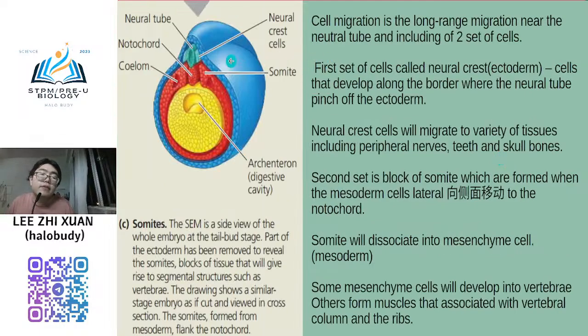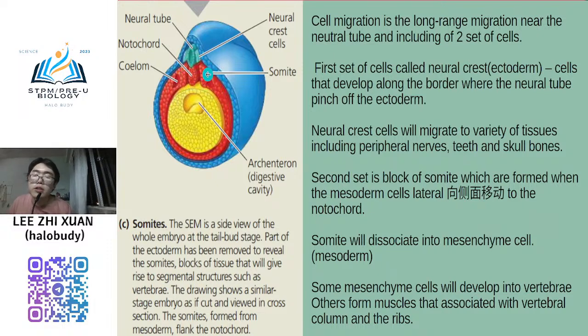Okay, next, once the neural tube is already formed, cell migration is the long range migration near the neural tube, including two sets of cells. The first set is the neural crest cell. Normally this cell develops along the border where the neural tube pinches off the ectoderm. And then the neural crest cell will migrate to a variety of tissues, including the peripheral nerves and also teeth and bone. And then another set we call the somite.